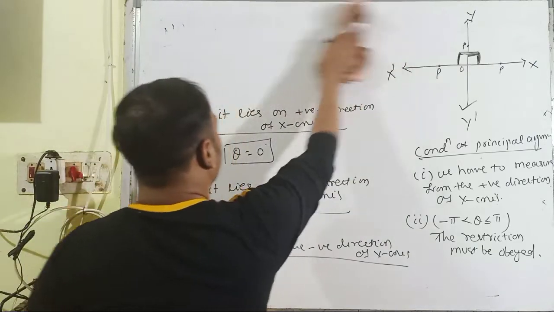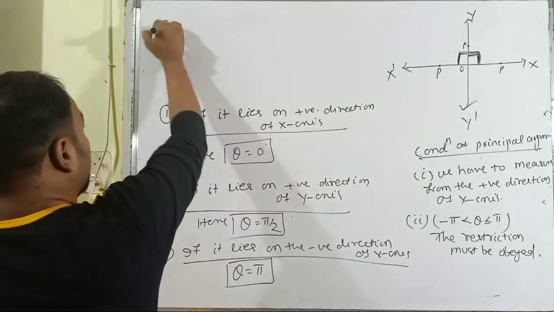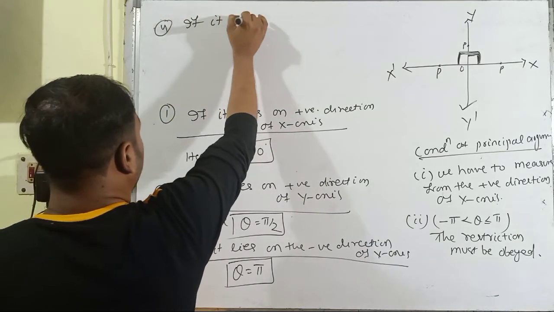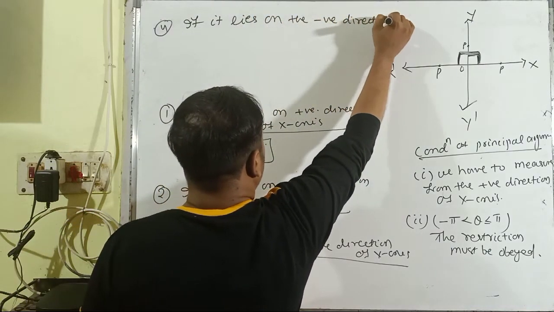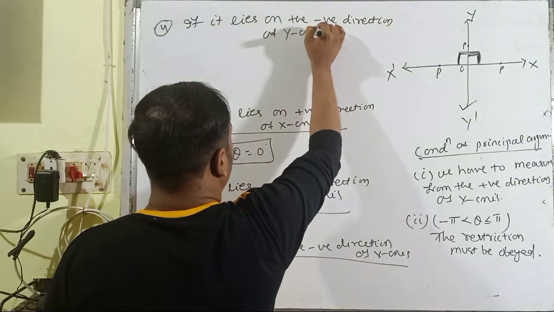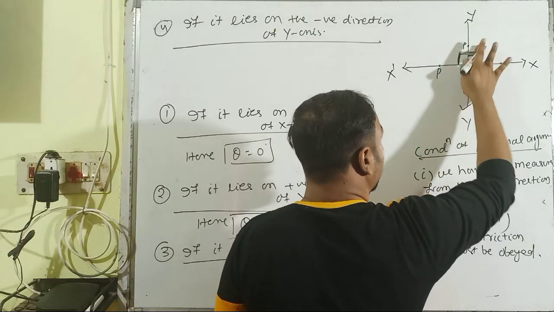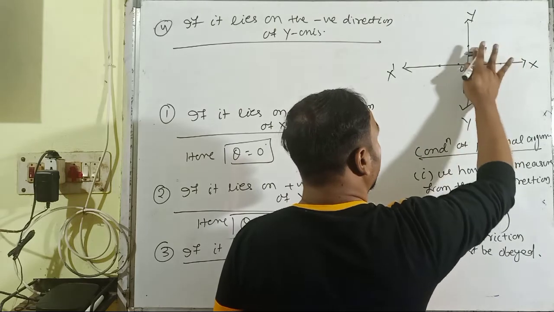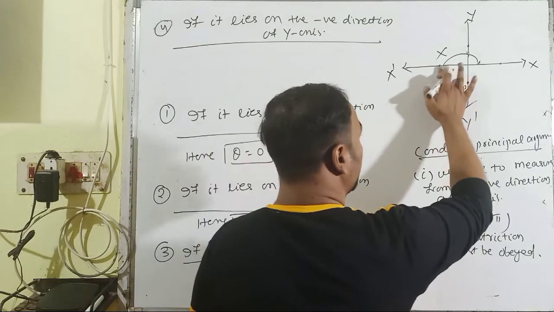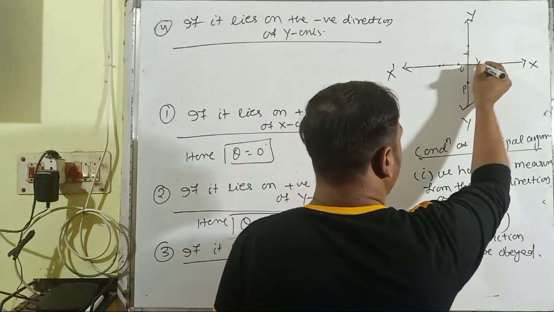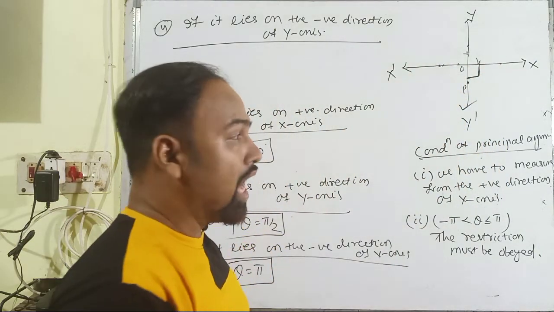Then the fourth case, if it lies on the negative direction of the y-axis, suppose P lies here, we cannot measure in this direction, it will be wrong. We just have to measure in the anti-clockwise direction, and you know that all of the quadrants in the xy plane are of 90 degrees.